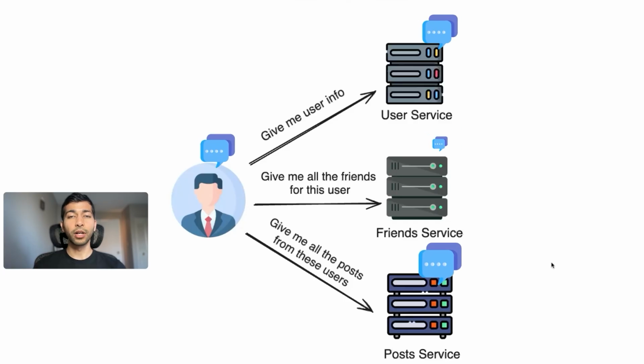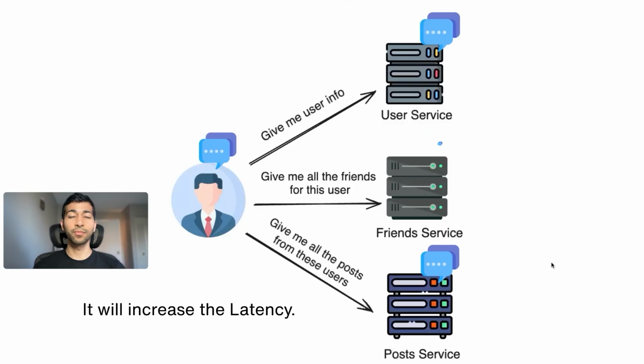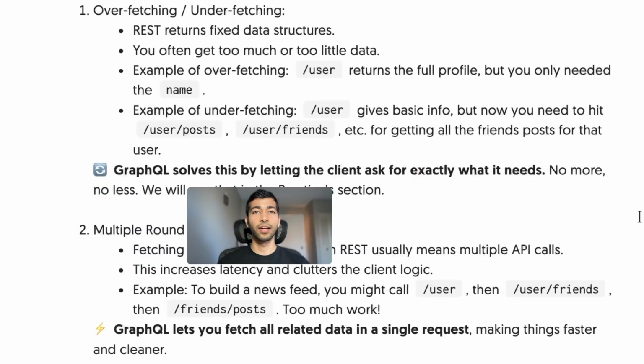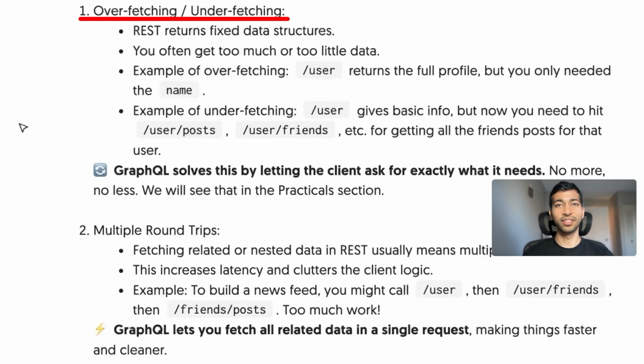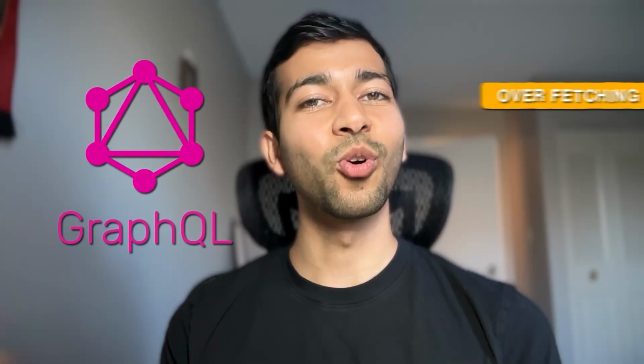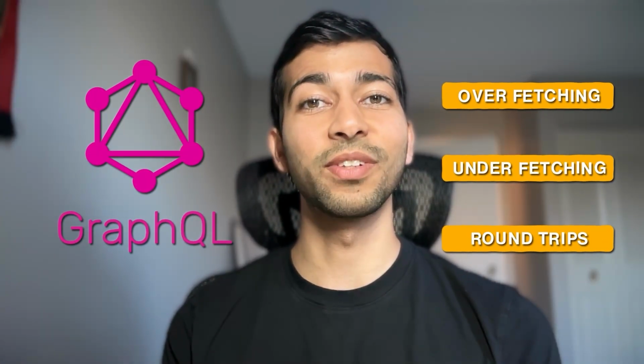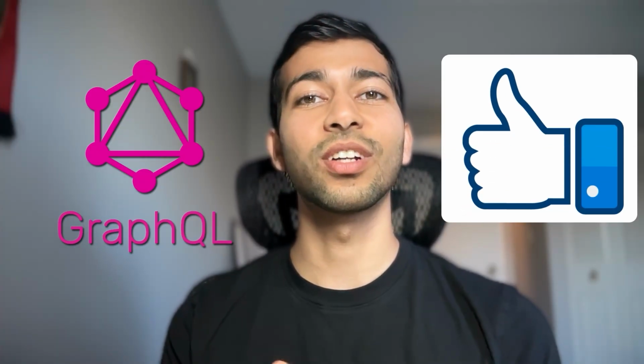If we are talking about multiple round trips, don't you think that will increase the latency of the system? That is why GraphQL is recommended here, and that is what we have written here exactly. The overfetching and underfetching problem is there with REST, and we have to make multiple round trips. This increases latency and clutters the client logic too. I would say there are more limitations to REST, but these should give you a fair idea why we moved on to GraphQL. So now we know that GraphQL solves the problem of overfetching, underfetching, and multiple round trips that we see in REST, and that is why it's used a lot nowadays.